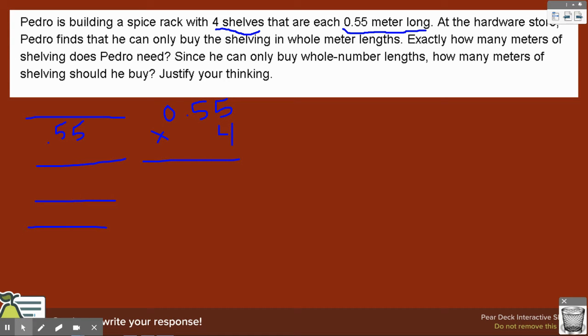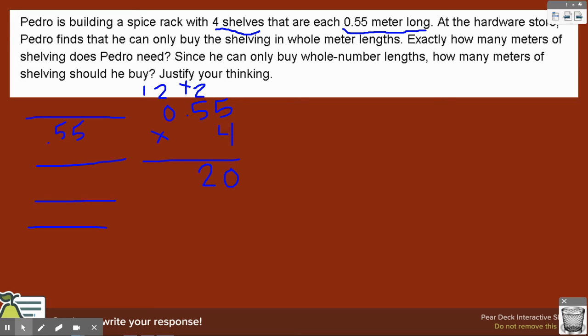Now remember, we're ignoring that decimal. So first we're going to focus on the 5 times the 4 in the hundredths place. So that would be 20. So I'm going to carry my 2 and put my 0 down below. Then I'm going to go to the 5 in the tenths place times my 4, which is 20. And then I add the 2 that's at the top. So I end up with 22.